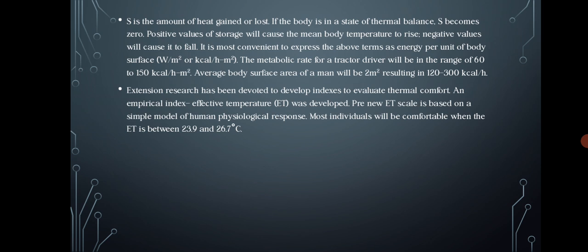It is most convenient to express the above terms as energy per unit of body surface. The metabolic rate of the tractor driver will be in a range of 60 to 150 kilocalories per hour per meter square. The average body surface area of a man is about 2 meters square, resulting in 120 to 300 kilocalories per hour.